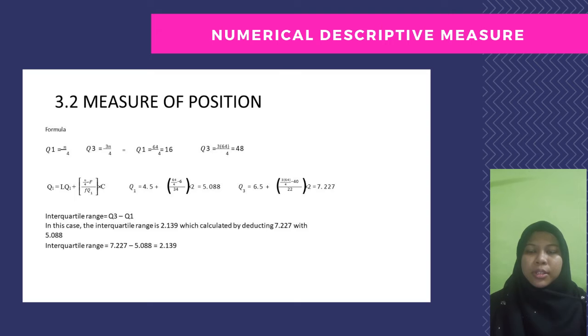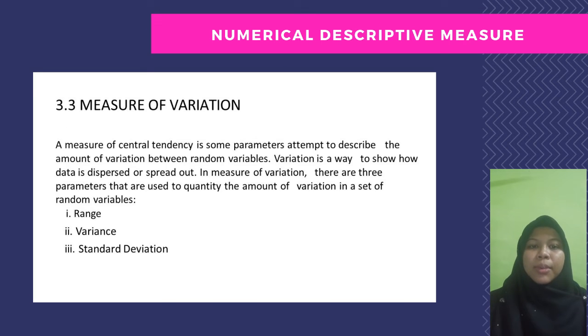3.2 measure of position. Formula Q1 is n over 4 and Q3 is 3n over 4. When we want to search Q1 and Q3, we use a formula that is shown in the picture, and in this case the interquartile range is 2.139, which is calculated by deducting 7.227 by 5.088, and the answer is 2.139.